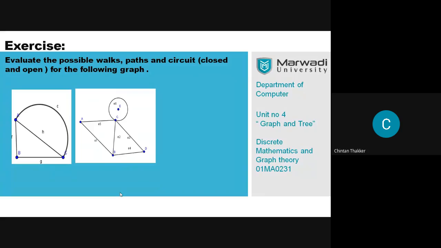Now in the second graph, you have to find one path between A to D of length 3. One path between A to D of length 3. And write that in the chat box. Write the answer in the chat box.